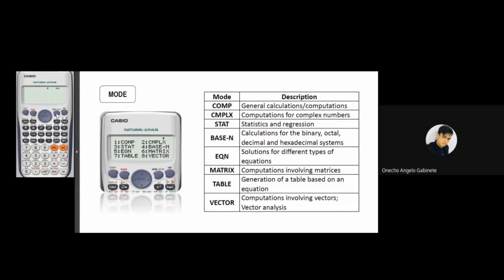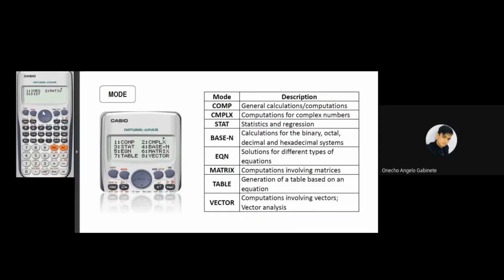Pipindutin mo po itong button na to para po yun sa mode. So meron tayong mga computation mode, complex mode, stat mode, base n mode, equation, matrix, table, vector. And then meron pa po yung kasunod, since may arrow tayong nakikita, press mo yung arrow down. So merong inequality, ratio, and distribution.